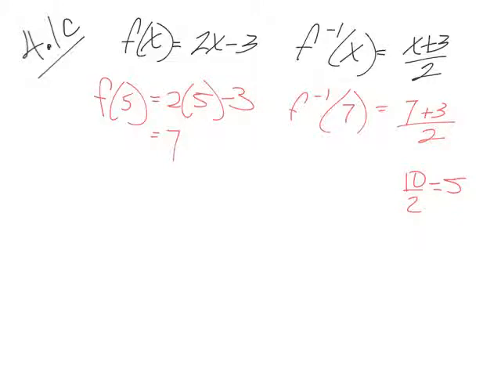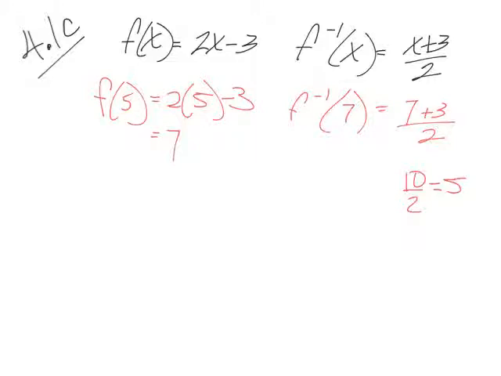Okay, now look and see what happened here. When I put 7 in, I got 5. When I put 5 in, I got 7. Okay? So the function f took the number 5 to give me 7, and the inverse of 7 took me back to 5. Okay? So it took me back to what I started with. Okay? So good to remember.